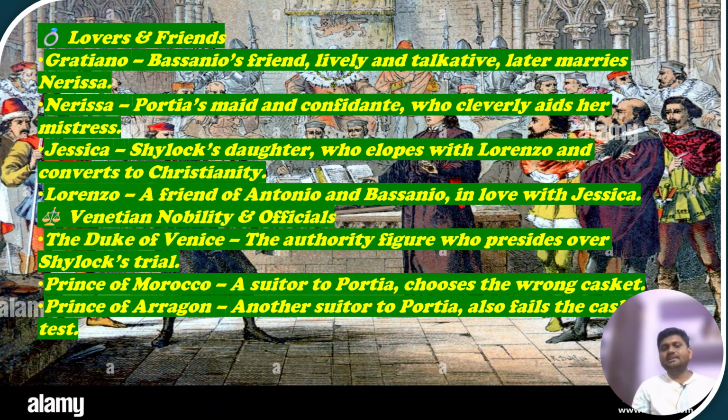Then we have Jessica. Jessica is Shylock's daughter. She elopes with Lorenzo and also takes Shylock's wealth with her, and she even later converts to Christianity. Then we have Lorenzo. Lorenzo is the lover of Jessica. He is also a friend to Antonio and Bassanio. He makes Jessica flee with him.